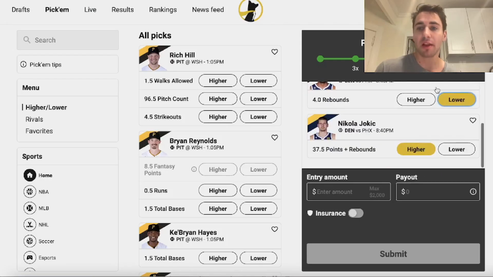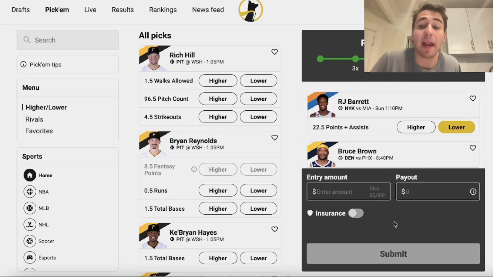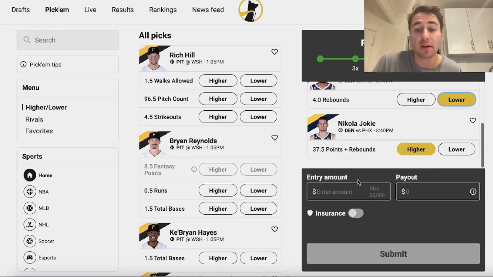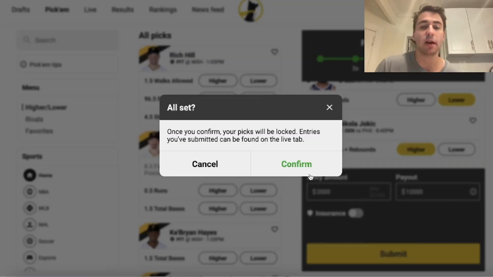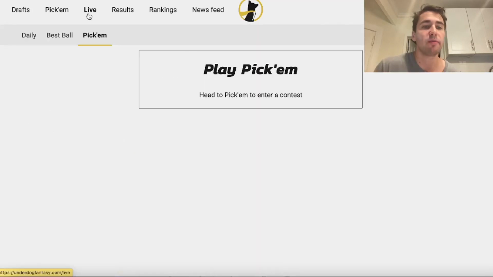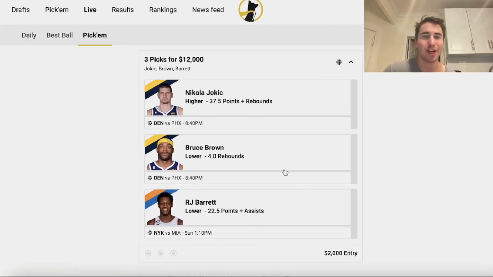So anyways, we got 3 picks, right? How much should we bet? I get a max wager of $2,000. So we might as well say, screw it, let's go for the full $2,000. And hopefully we have a fun day. $2,000 to win $12K on Underdog Fantasy. Let's make money.